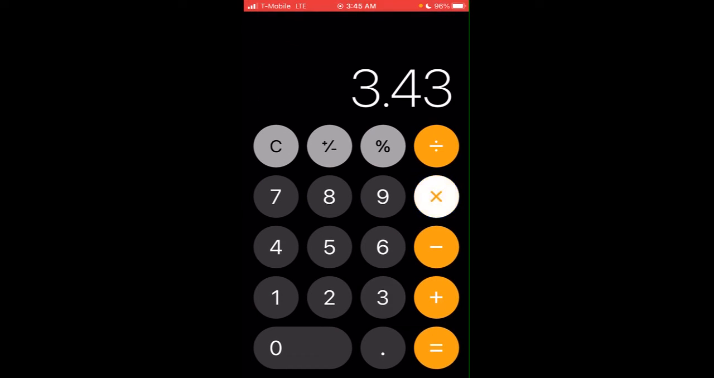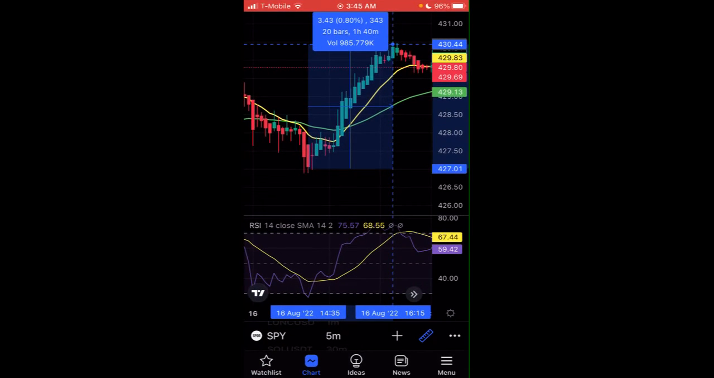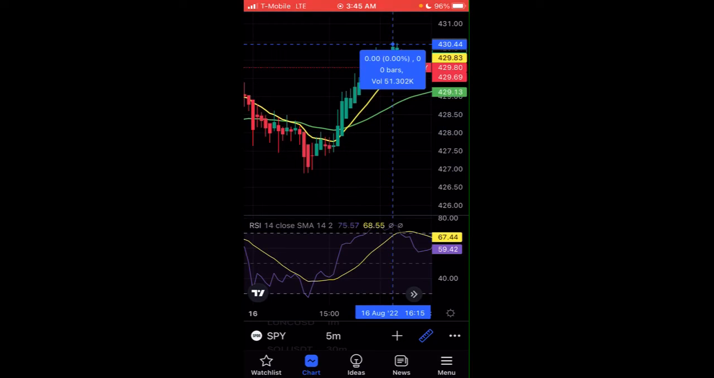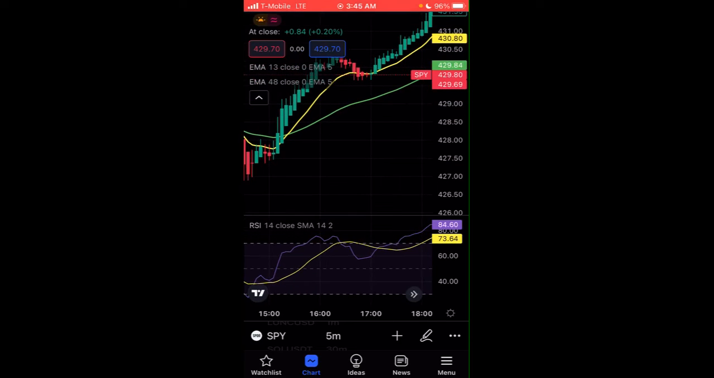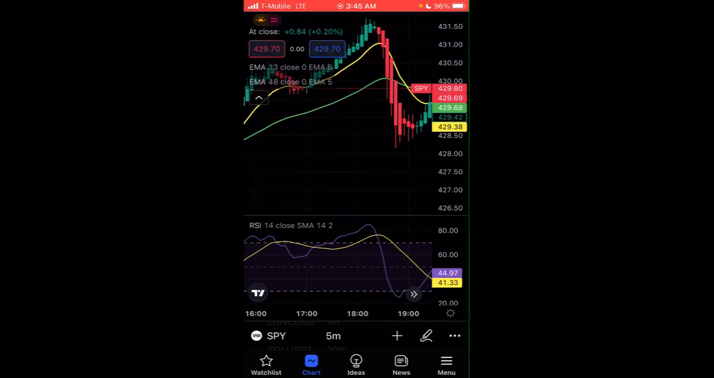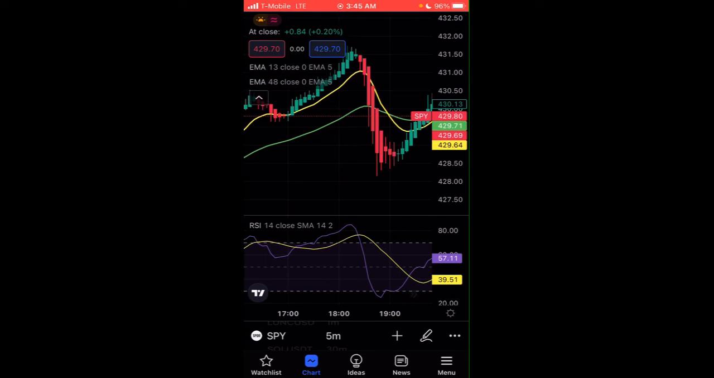3.43 times about 50 bucks. Yeah, that's about $171 in 1 hour and 40 minutes. So all you really need to do, if you want to make a lot, is just follow the RSI. It's not always going to work, but it'll work like 95% of the time.